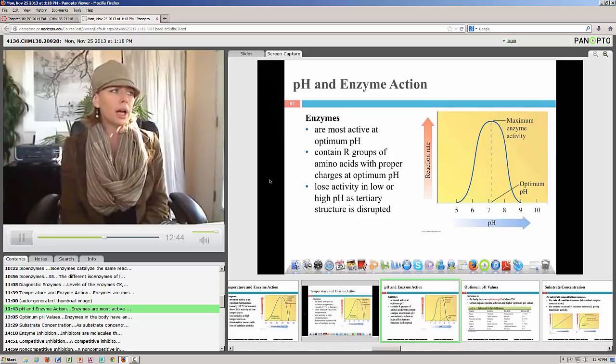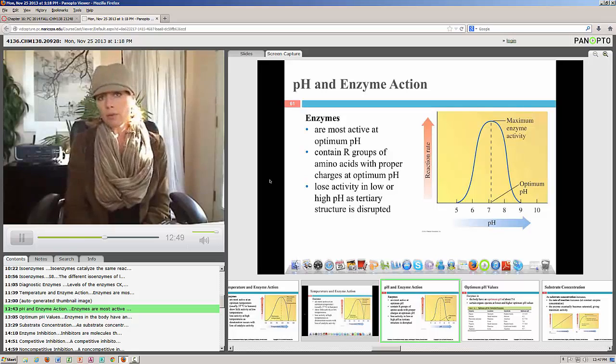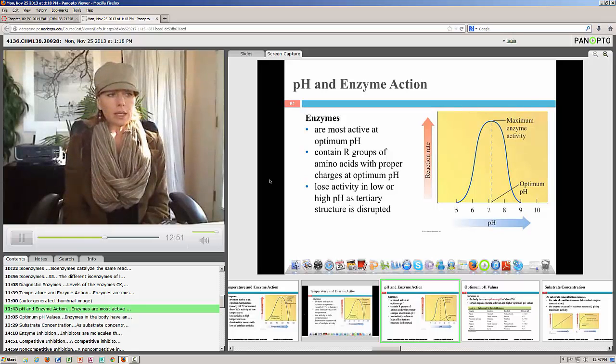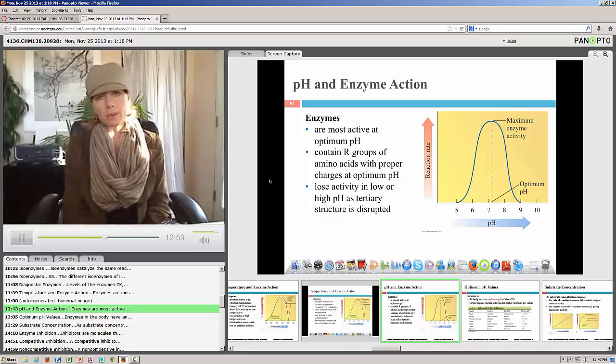So the other influence on enzyme action is your pH, so the amount of acidity or basicity that you have present. So all the enzymes will be slightly different, but somewhere around 7.2 is typical for an enzyme to be most active.